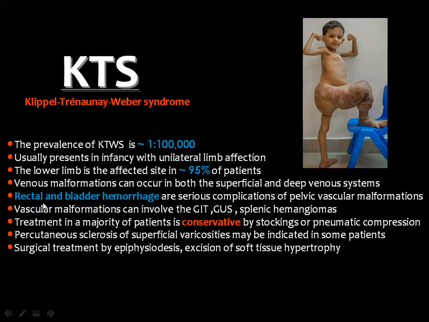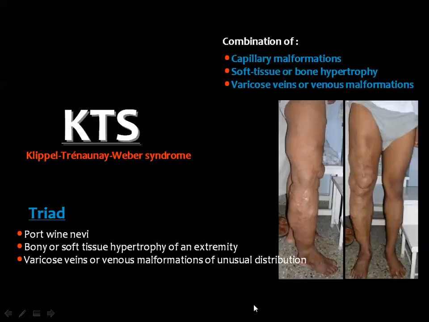Then one of the complications, which is very serious, is rectal or bladder hemorrhage, which is secondary to the presence of vascular malformations in the pelvis. These vascular malformations, of course, are present in the limb and can be seen in the GI and genitourinary system as well. The treatment is usually conservative by stockings and pneumatic compression. Sometimes you may perform sclerosis of the superficial varicosities, and you may resort finally to surgical treatment.